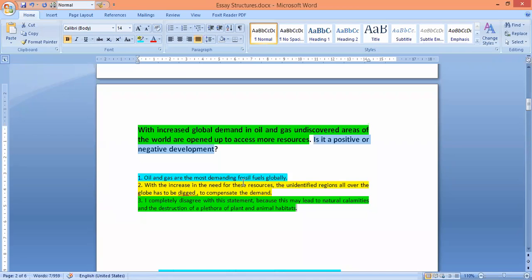So the difference is, they are asking for your opinion, and whatever opinion you present, you have to go with that. When they ask to discuss the pros and cons, there is no opinion in that. They are only asking you to discuss the advantages and disadvantages, benefits and merits and demerits, like that.